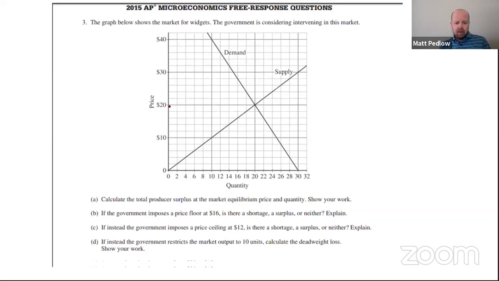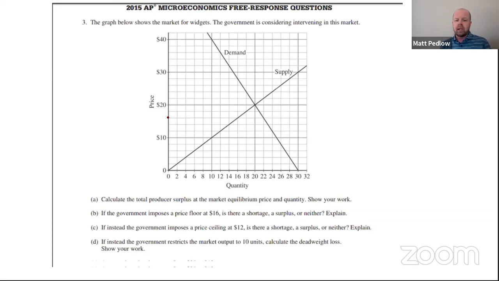B, if they impose a price floor at $16, okay, so if the equilibrium price is 20 and you say to yourselves, floor high, ceiling low. Price floors are minimum prices. So if the government came in and said, the minimum price you can charge from now on, you can't charge anything less than $16. Okay, that's a price floor.